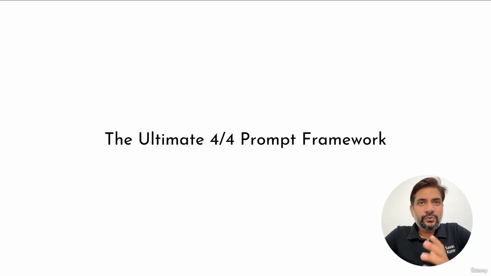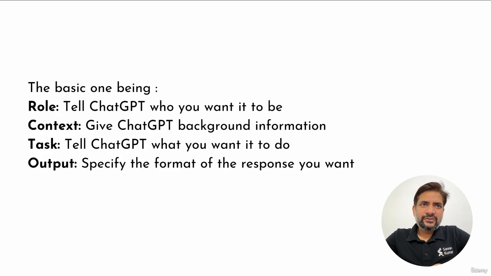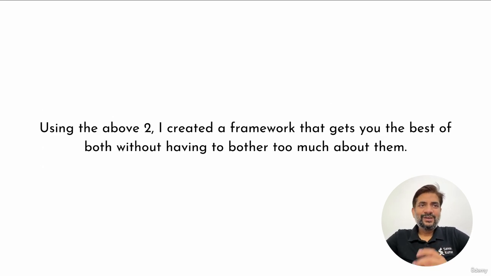So now that we have seen the 4-step formula of creating prompts, next is the ultimate 4x4 prompt framework. We went through 2 different prompt frameworks, the basic and the advanced one. The basic one being role, context, task and output, and the advanced one being specificity, constraints, temperature, chain of thought prompting. What if we use both and create a framework that sounds difficult to work with, but what I have created is a framework that gets you the best of both without having to bother too much about any of it.